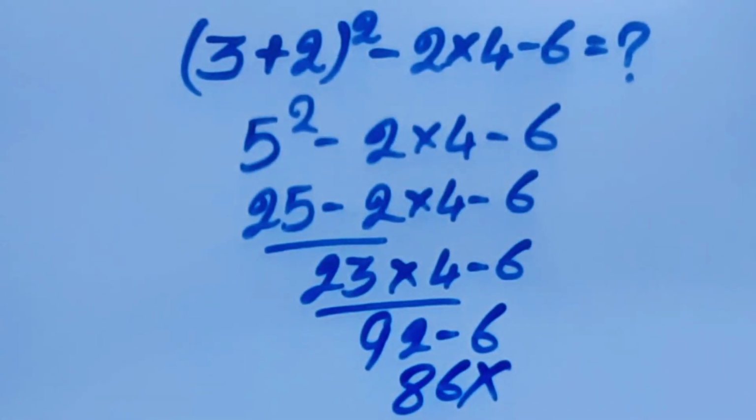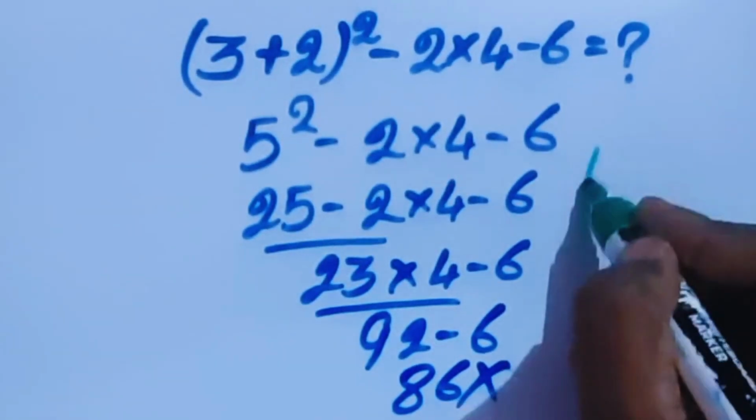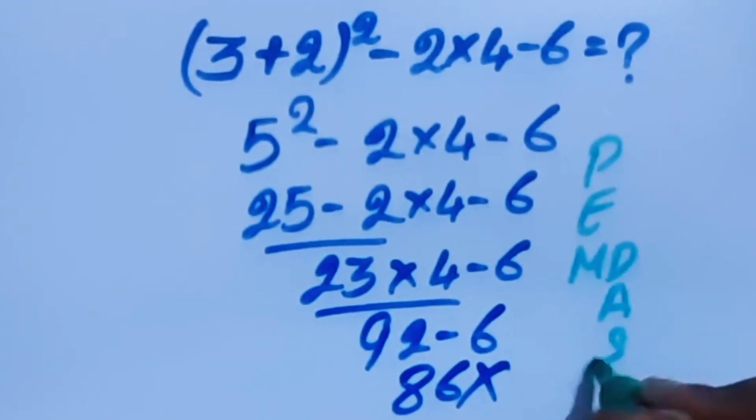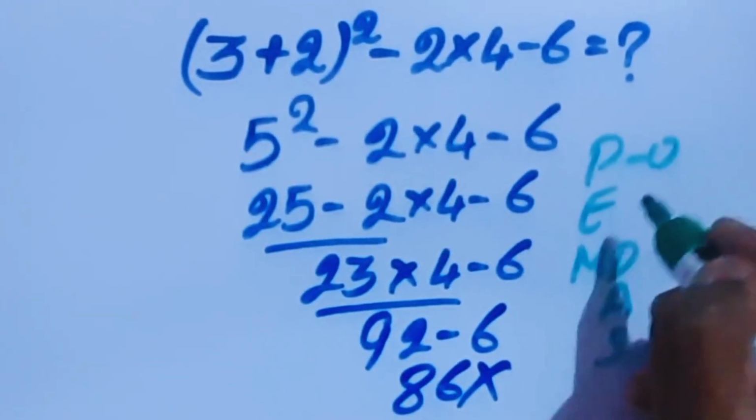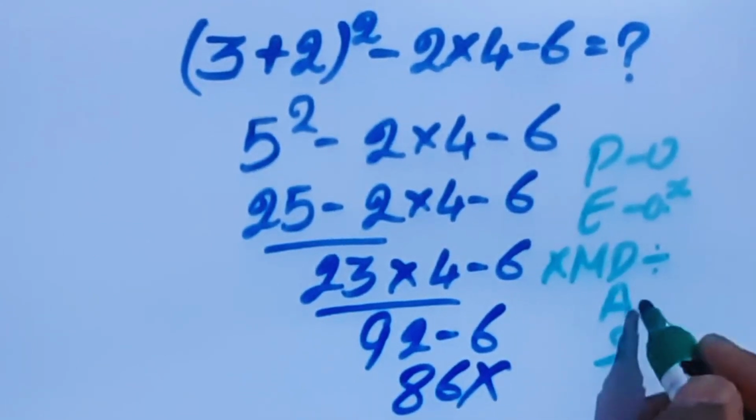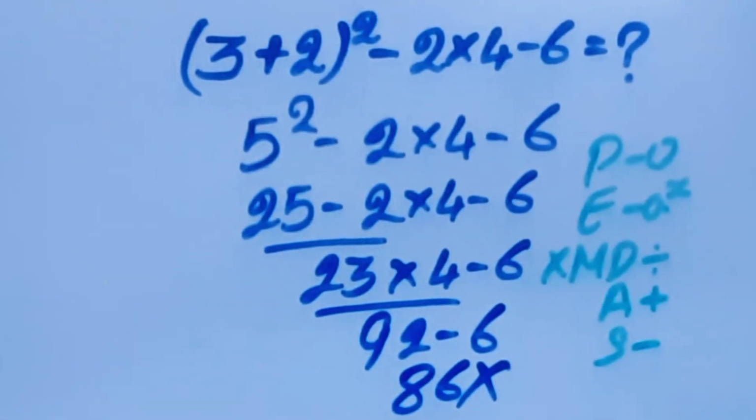As per the order of operations, PEMDAS, 86 is the wrong answer. Here we are going to introduce that PEMDAS rule from order of operations. Here this is a bracket, higher priority, this is exponent. M stands for multiplication, D stands for division, A stands for addition, S stands for subtraction.